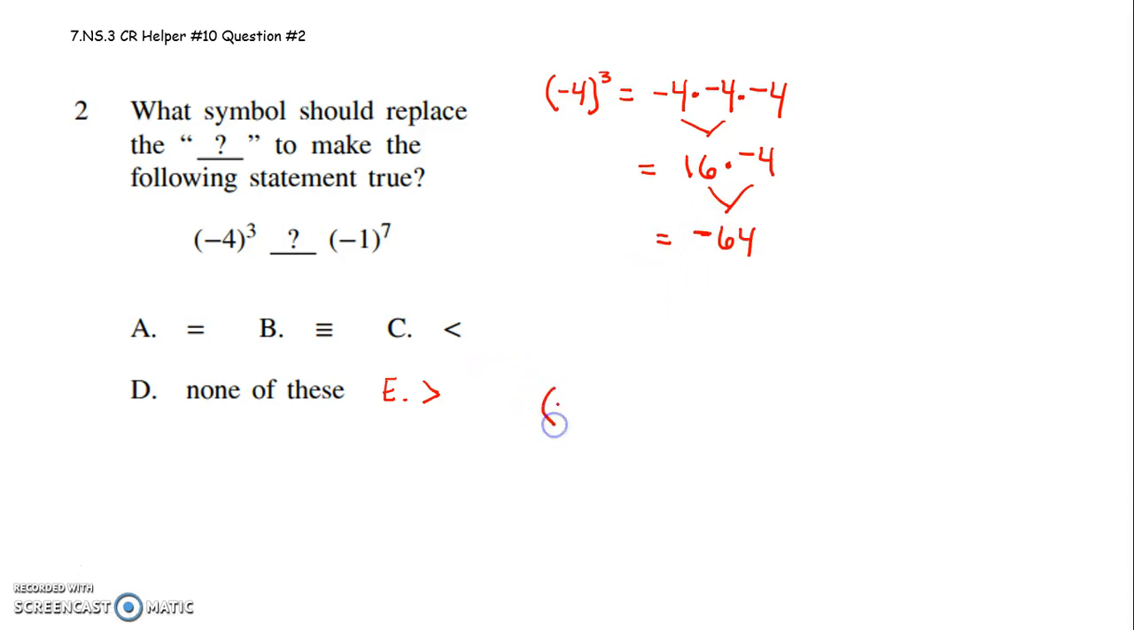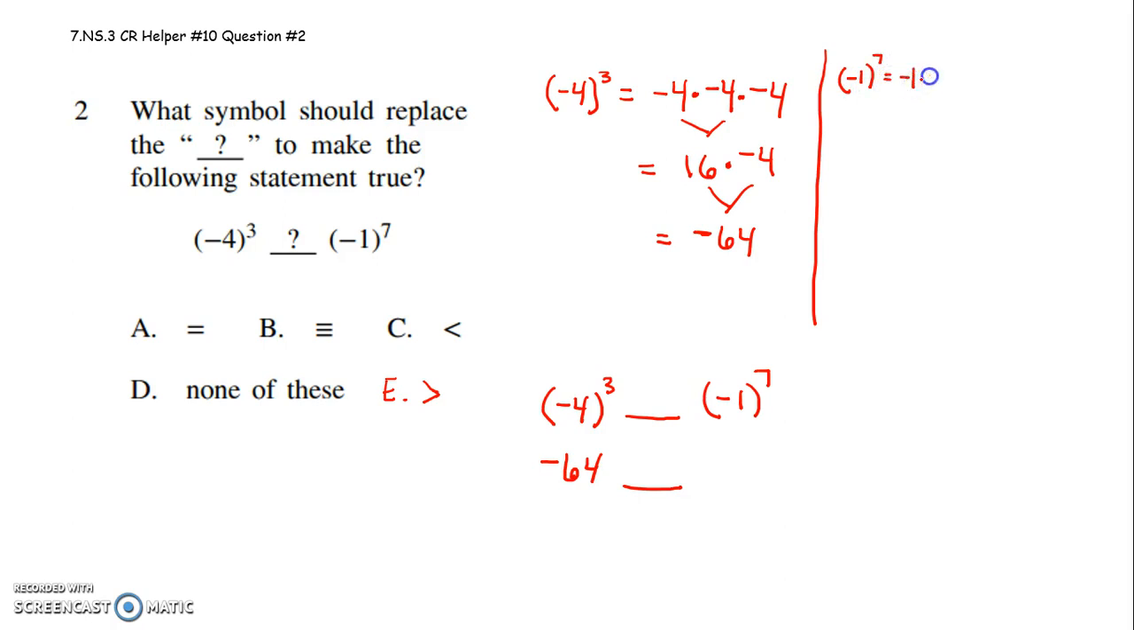So if I was writing out my original statement, -4 raised to the 3rd power, I'm comparing that to -1 to the 7th. Well, now I know -4 to the 3rd power is really -64. We're going to compare that to -1 to the 7th power. So I have to figure out -1 to the 7th power. -1 to the 7th power means -1 times -1 times -1 times -1 times -1 times -1 times -1. It's -1 times itself 7 times. 1, 2, 3, 4, 5, 6, 7.